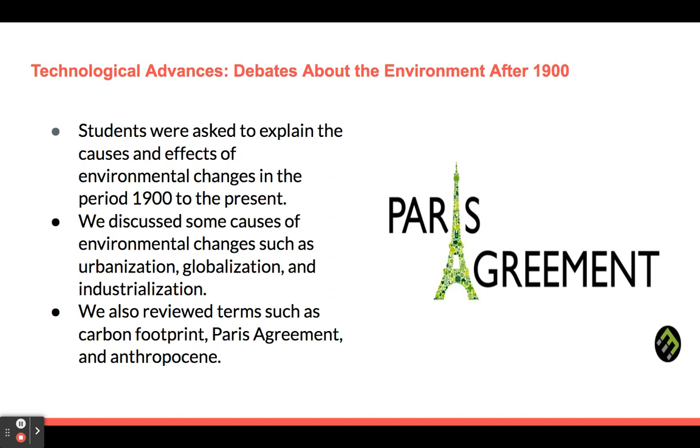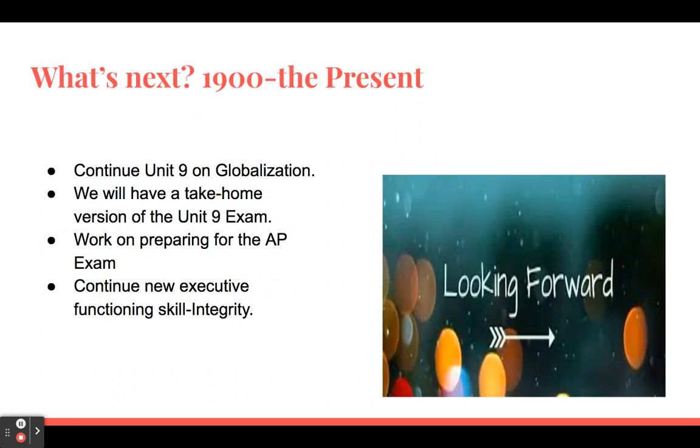We also reviewed terms such as carbon footprint, Paris Agreement, and Anthropocene. Remember, Anthropocene is the modern geologic epoch in which mankind has had an impact on the environment and the planet.